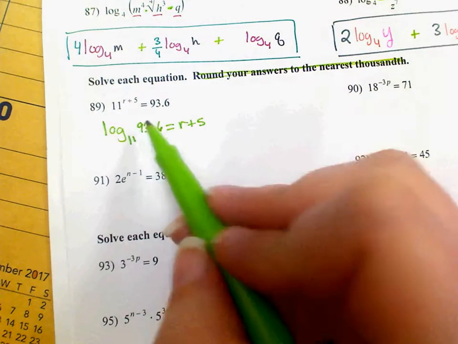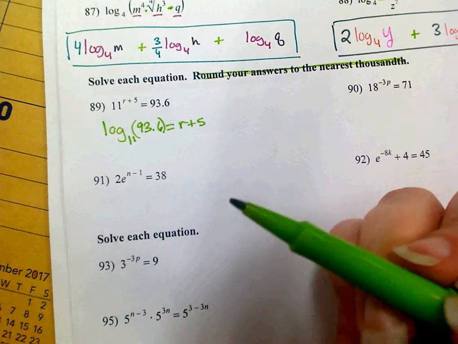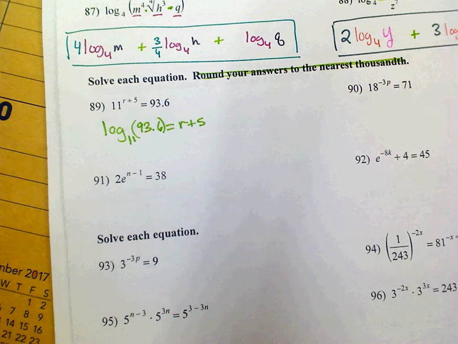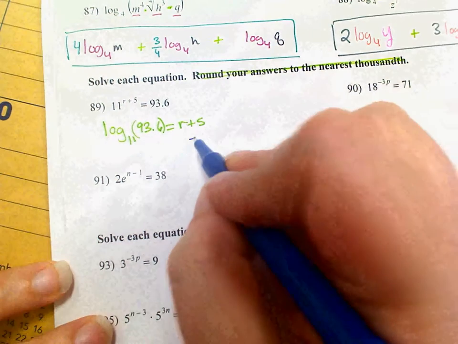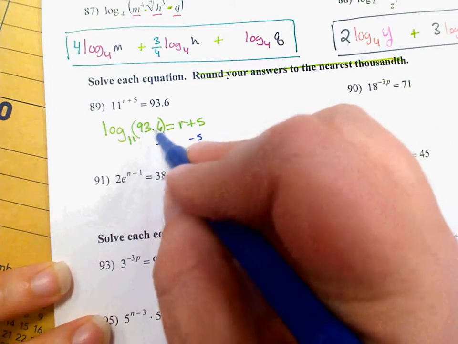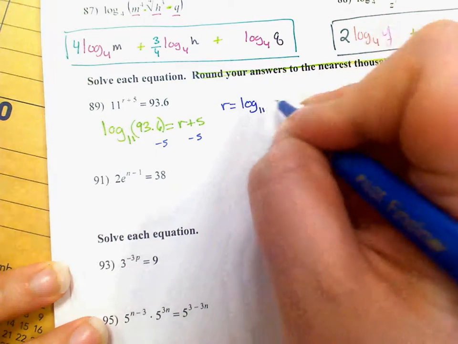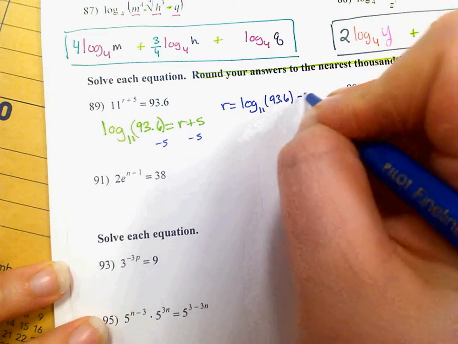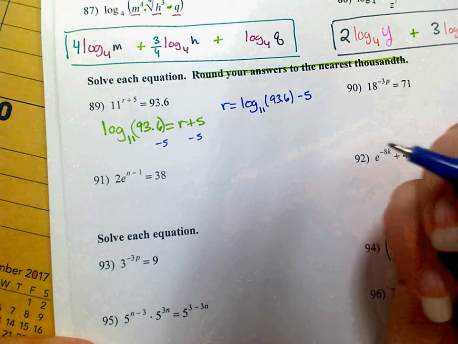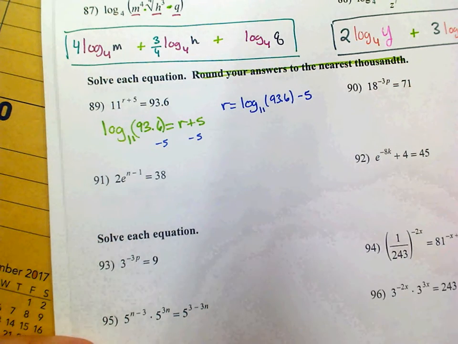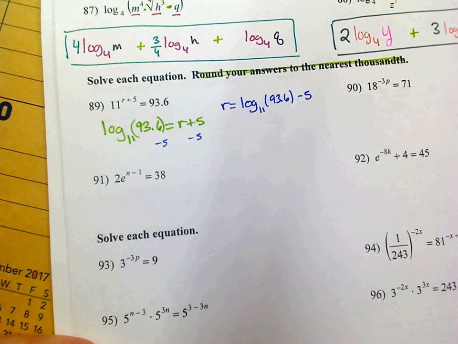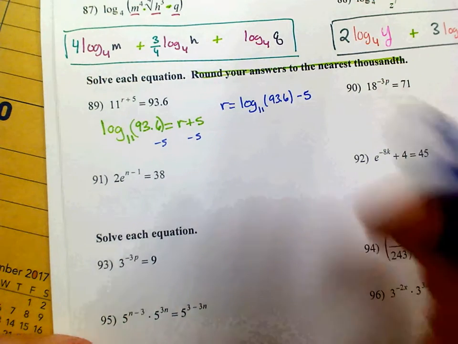Now log is an operation, so it's log base 11 of 93.6. That's the only thing inside the operation. So the last thing I need to do is get r by itself, which means subtract 5. And I'm going to subtract 5 from this side, but not from 93.6. You cannot do that. So the answer is log base 11 of 93.6 minus 5. If you don't put the parentheses, that's okay, as long as you don't then say 93.6 minus 5 and then do 88.6. Yeah, can't do that. This is my answer.